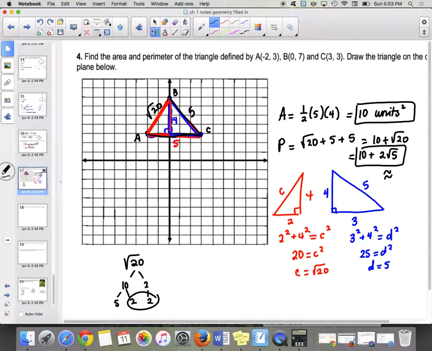And if I wanted to find a decimal approximation, I could put it in my calculator. So 10 plus 2 root 5 ends up being 14.472. And that would just be plain units because it's just a length. It's not units squared. So it's not like little squares filling the space, right?